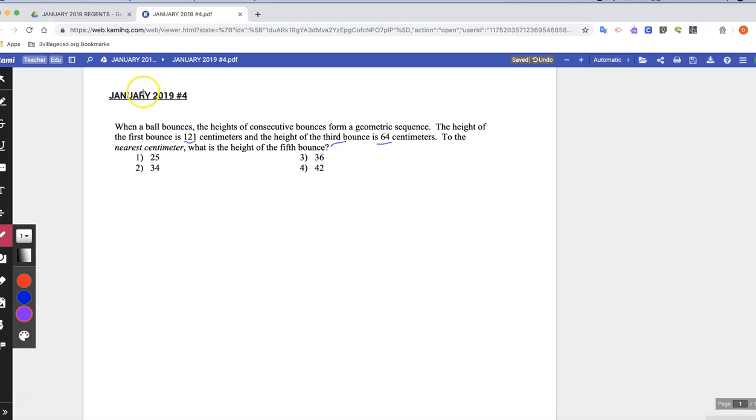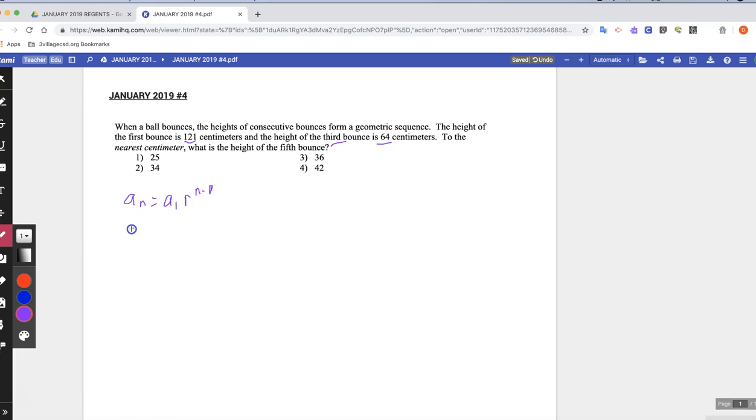So since we're dealing with a geometric sequence here, remember that the explicit formula for a geometric sequence is provided on your reference sheet, and that is a sub n equals a sub 1 times r raised to the n minus 1. And so what we can do here is first try to solve for the common ratio of this given sequence. We know the first term is 121. We know that after the third bounce, the height is 64, so we can plug in those values.